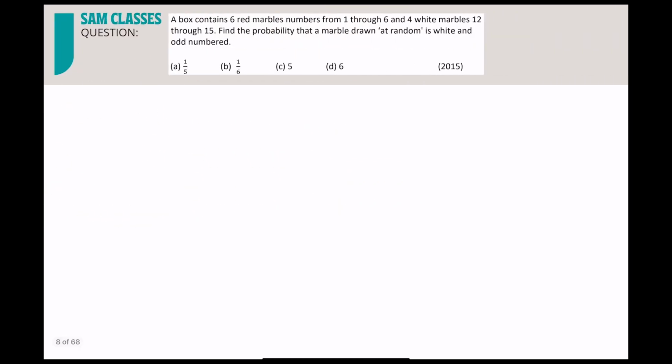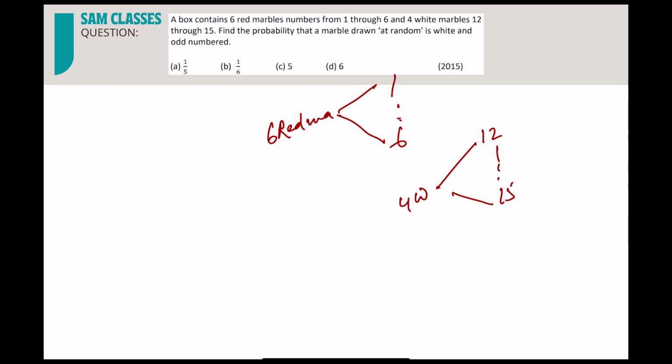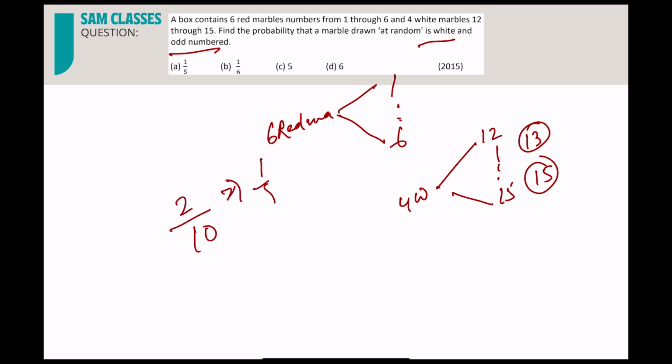Correct. Next question. A box contains 6 red marbles numbered 1 to 6, and 4 white marbles numbered from 12 to 15. What is the probability that the marble drawn at random is white and also an odd number? White and odd numbers are 13 and 15, so 2. So 2 by the total number, which is 6 and 4, 10. So 2 by 10, 1 by 5. That's it. Correct. So 1 by 5 is the answer.